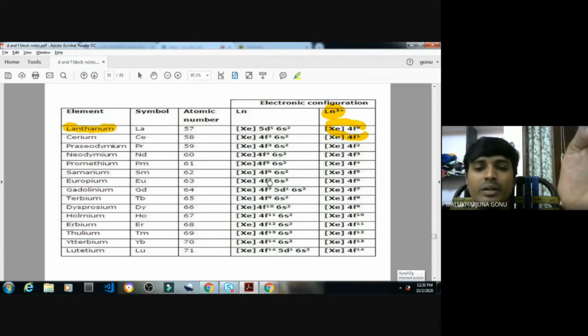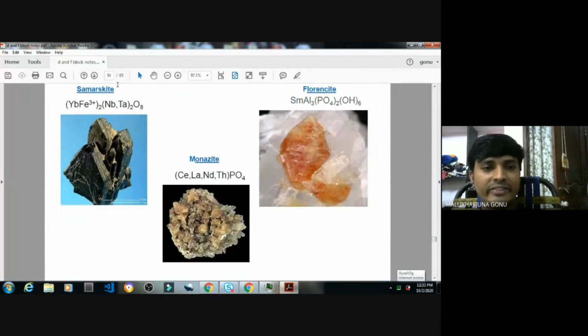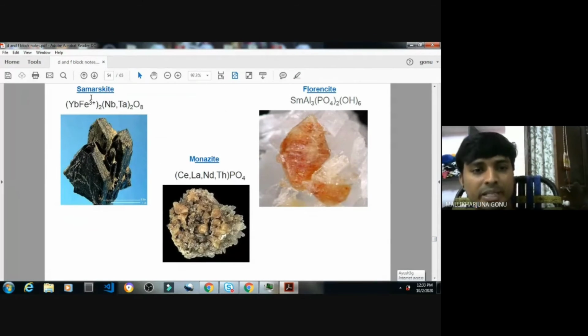It is not like 4f8 here. It is 4f7 to get the stable configuration. Then 4f9, again the same case, to get the stable configuration: 4f9, 4f10, 11, 12, 13, 14. That's how it comes to lutetium. Lutetium is completely filled, so lutetium also will not have the major properties of the lanthanides. You can see here these are the ores of that particular element.